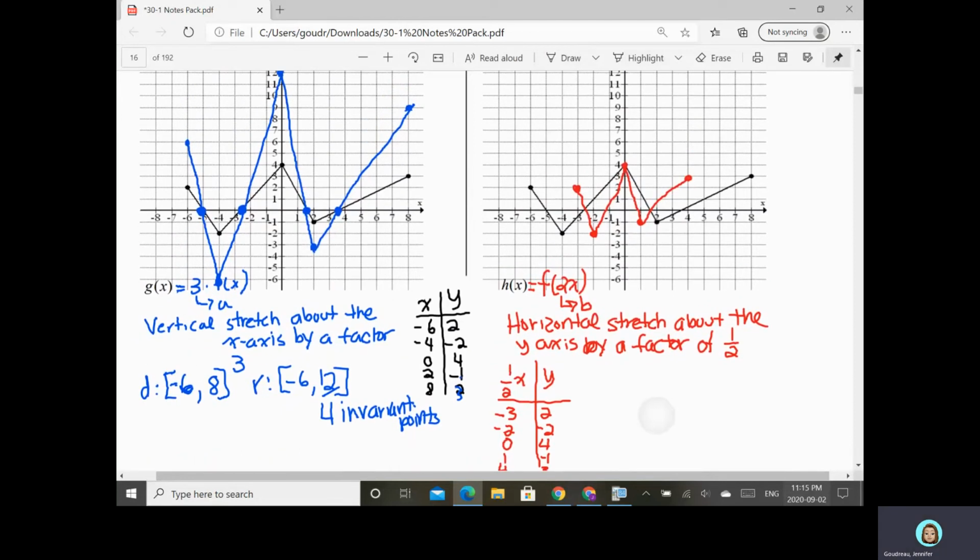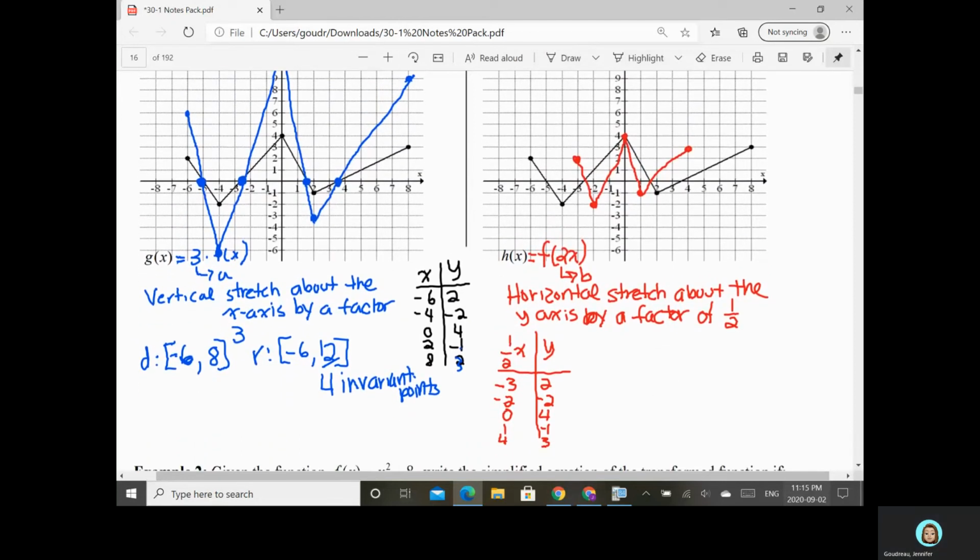Our domain and range for h of x. Domain: the lowest x value is -3, the highest x value is +4. So in interval notation, closed bracket, -3, 4, closed bracket. Our range: our lowest y value is -2, our highest y value is 4. So our range is closed bracket, -2, 4, closed bracket. And there is h of x.